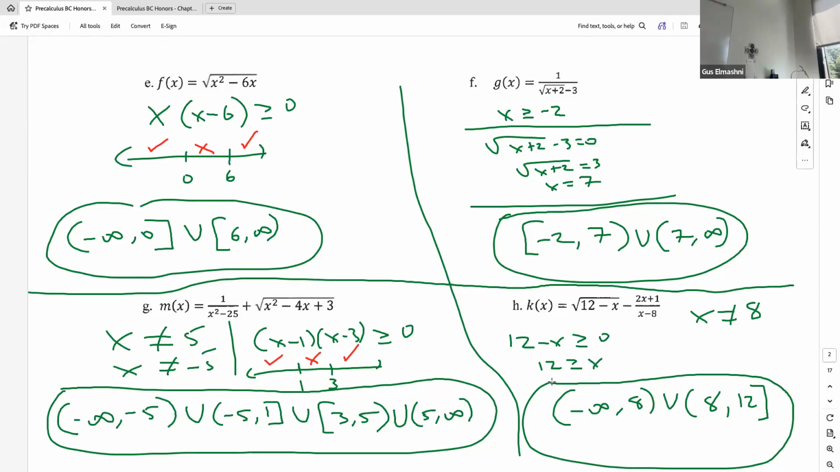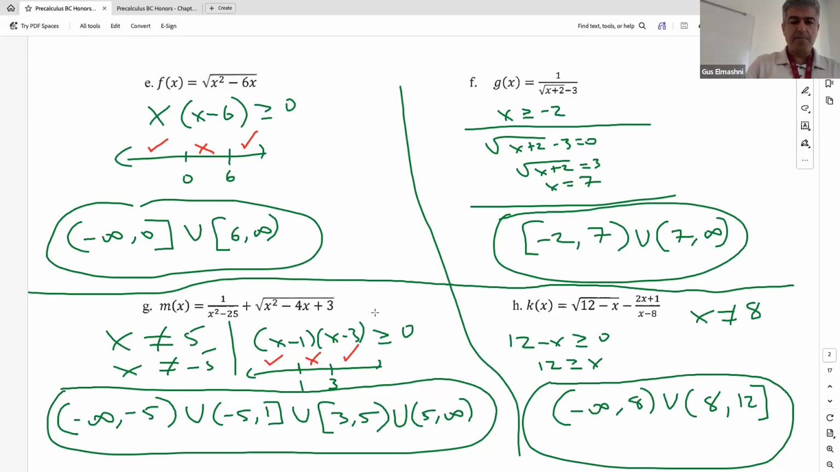H, you're going to get two kind of disparate things. Got a radical minus a rational expression. Of course, x can't be 8. The radical is going to be greater than or equal to 0. I move the x to the right side. Or if you move the 12 or divide by negative, you got to flip the inequality, whatever. X is going to be less than or equal to 12. But it's got to be skipped over. So, okay. Cool. All right.